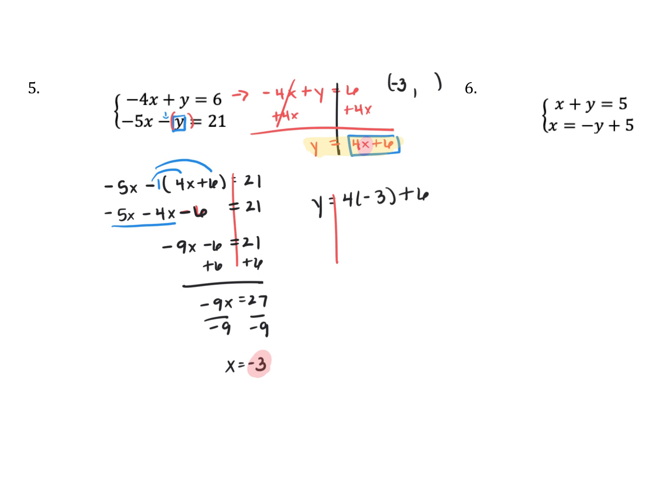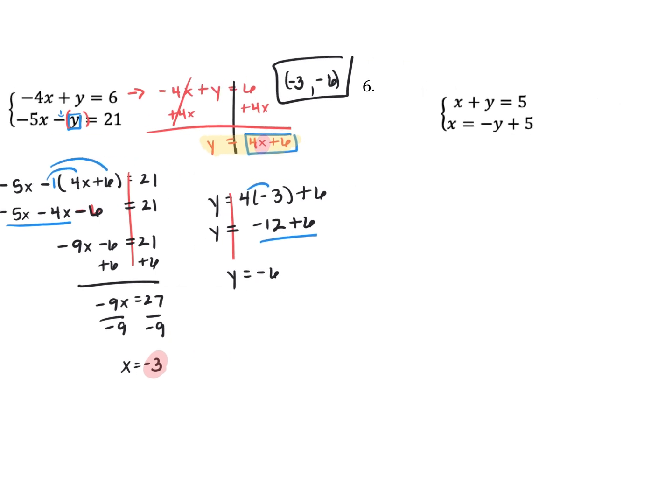Okay, my y is going to stay a y. I'm going to distribute that 4 to that -3. That's going to give me a -12 plus 6. Because these two are on the same side of the equal sign, I can combine them. So -12 plus 6, that's going to give me y equals -6. Put that -6 right there. Okay, so there's my final answer for that one.